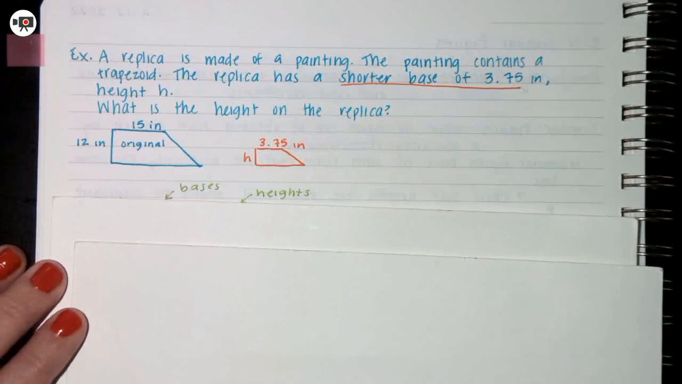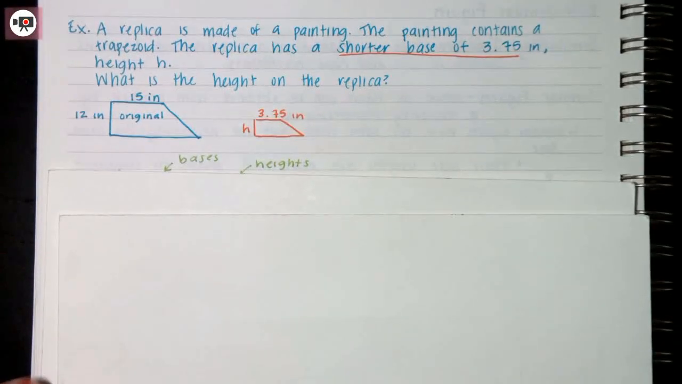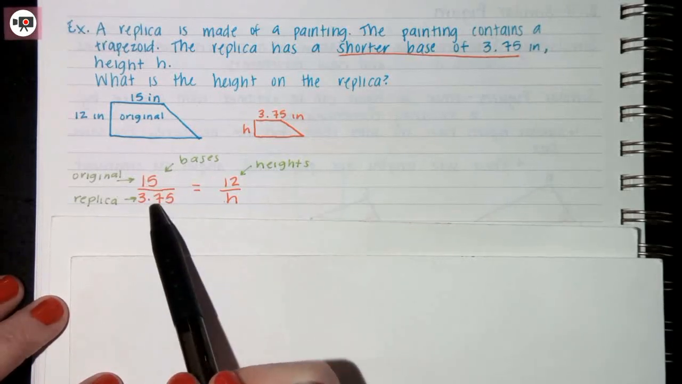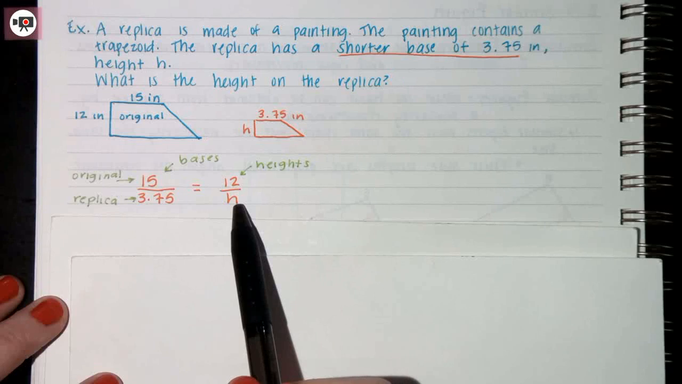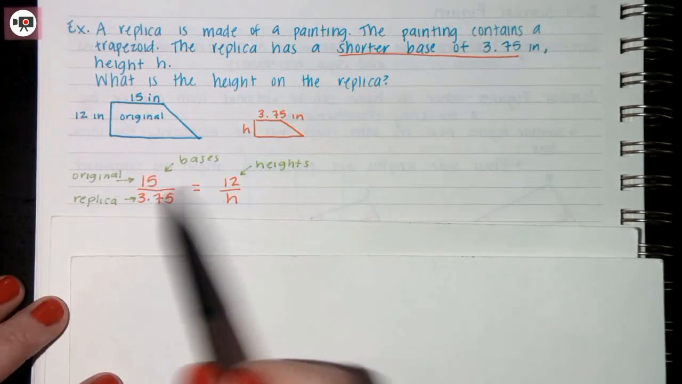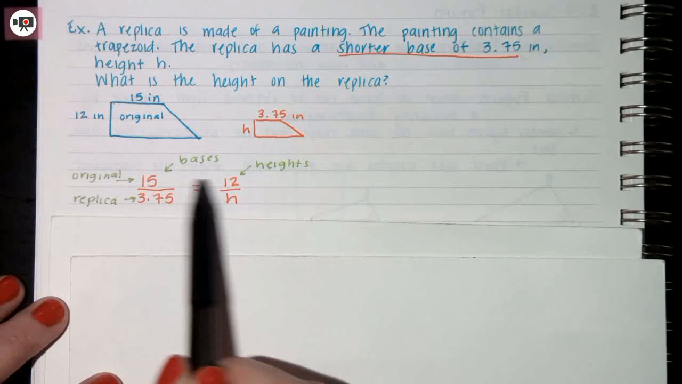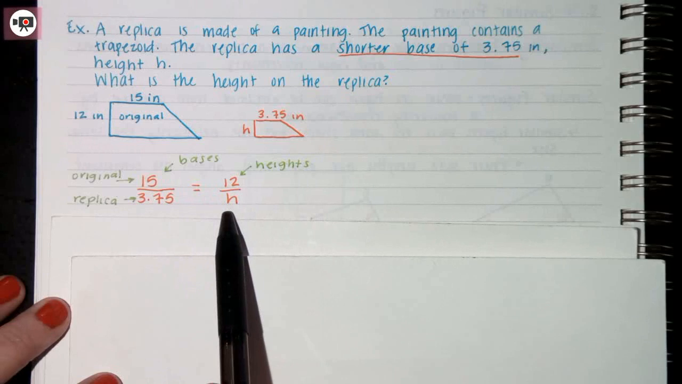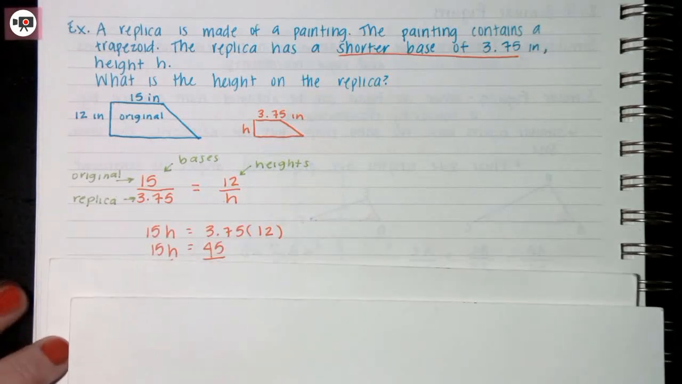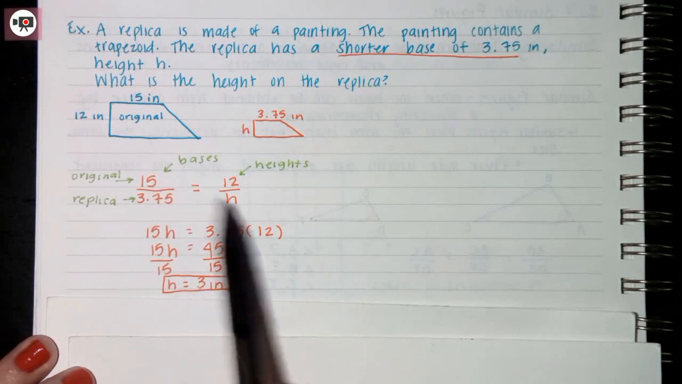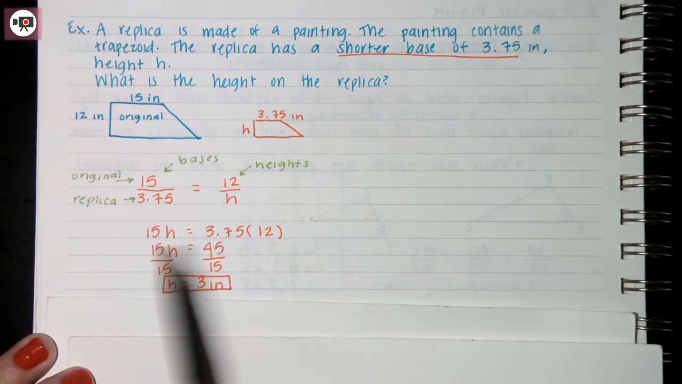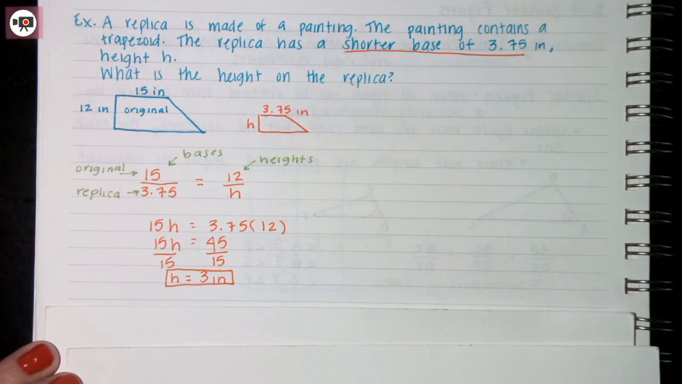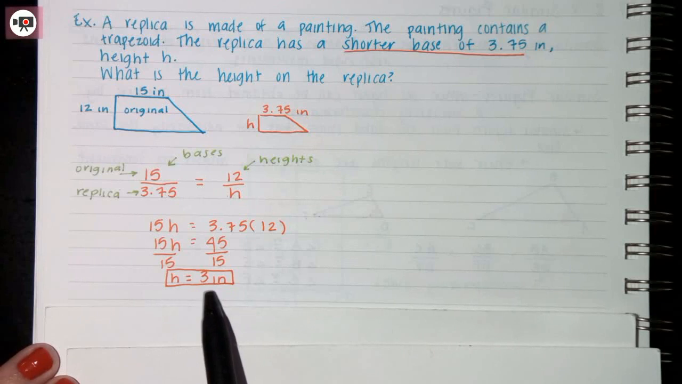I know that in similar figures, their side lengths are proportional. So I put original over replica, original over replica. And this is base over base, height over height. So original is across the top, replica is across the bottom, base is on the left, heights on the right. And then I will cross multiply and solve for h. So 15 times h and 12 times 3.75. Divide each side by 15 to get h is 3. So the height in the replica is 3 inches.